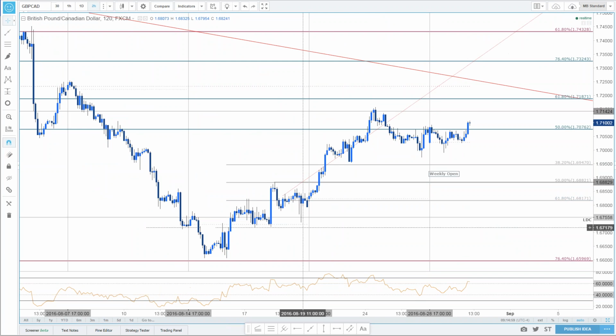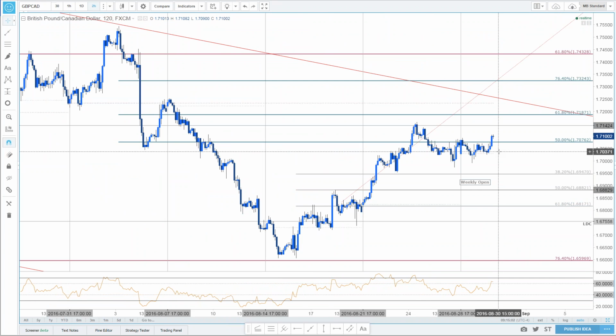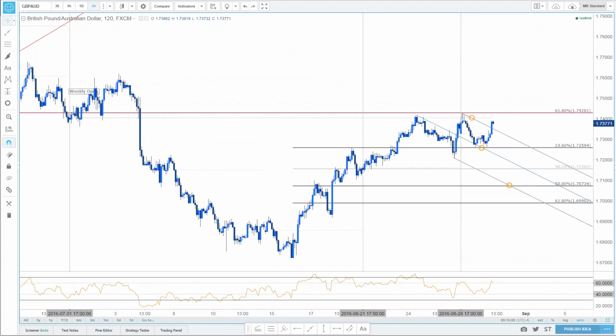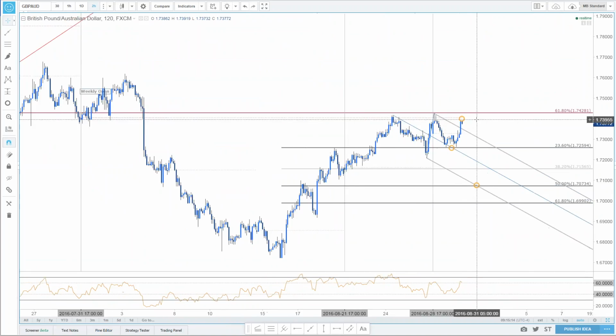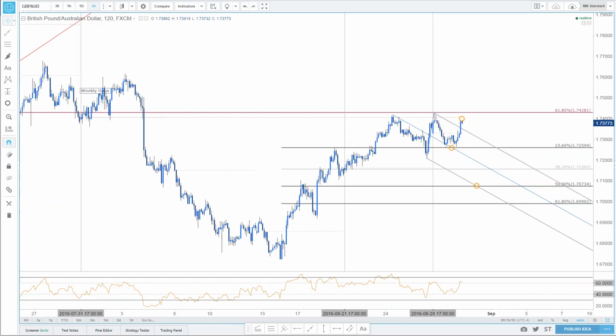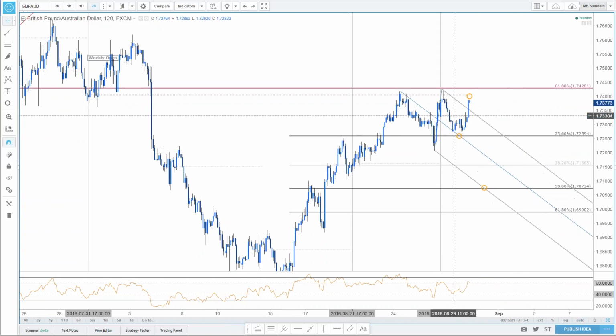Just take a quick peek. Pound CAD, really lackluster as well. And pound Oz. I was looking at this yesterday. So we're testing the monthly open. On all my charts, again, for anyone who's new, the gray dots will always represent the weekly opens. The purple dots will always represent the monthly opens.